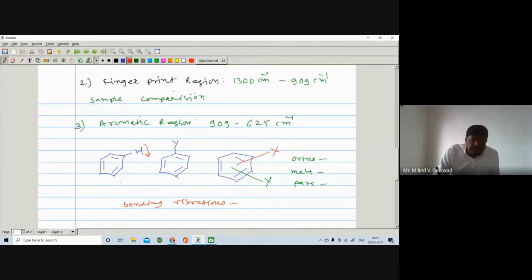So we can find out the presence of benzene if there is a CH stretching or bending. Here the bending will appear in the aromatic region: monosubstituted benzene, disubstituted benzene, ortho, meta, or para. To find out the presence of an aromatic compound, generally it will appear between 909 to 625 centimeter inverse.